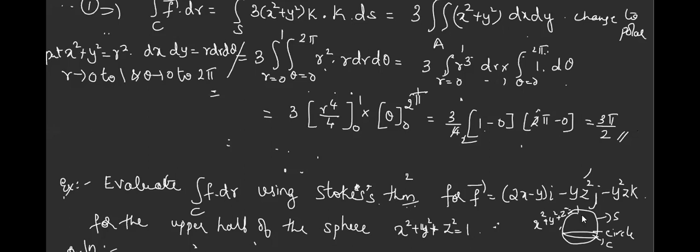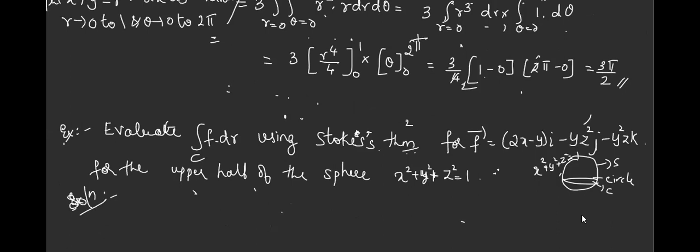Now what is the equation of this C? What will be the equation of this C? It will be x square plus y square plus z square. No, see, for the whole sphere it is x square plus y square plus z square. Just imagine this is in 3 dimensions. If I'm taking only this part, where is it going to lie?